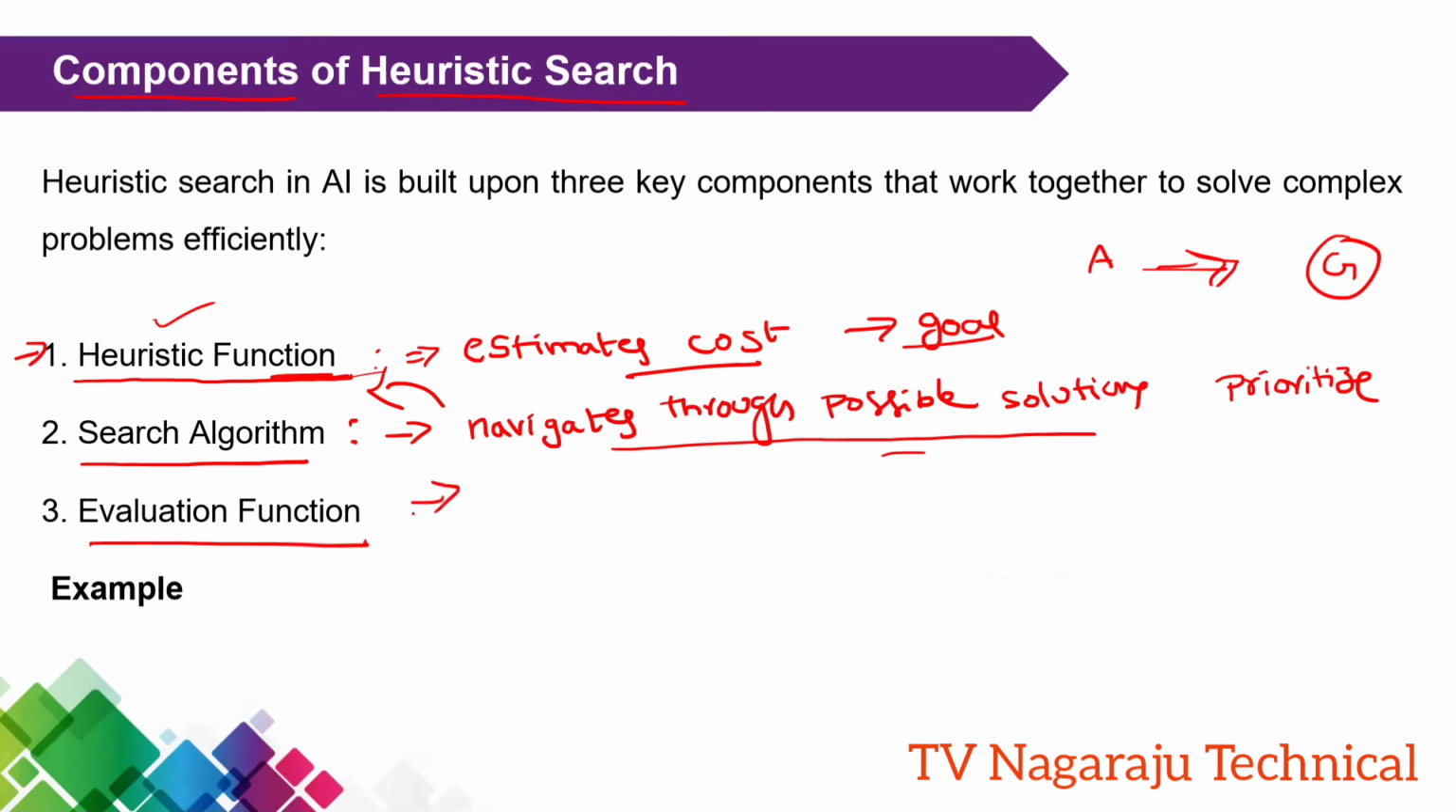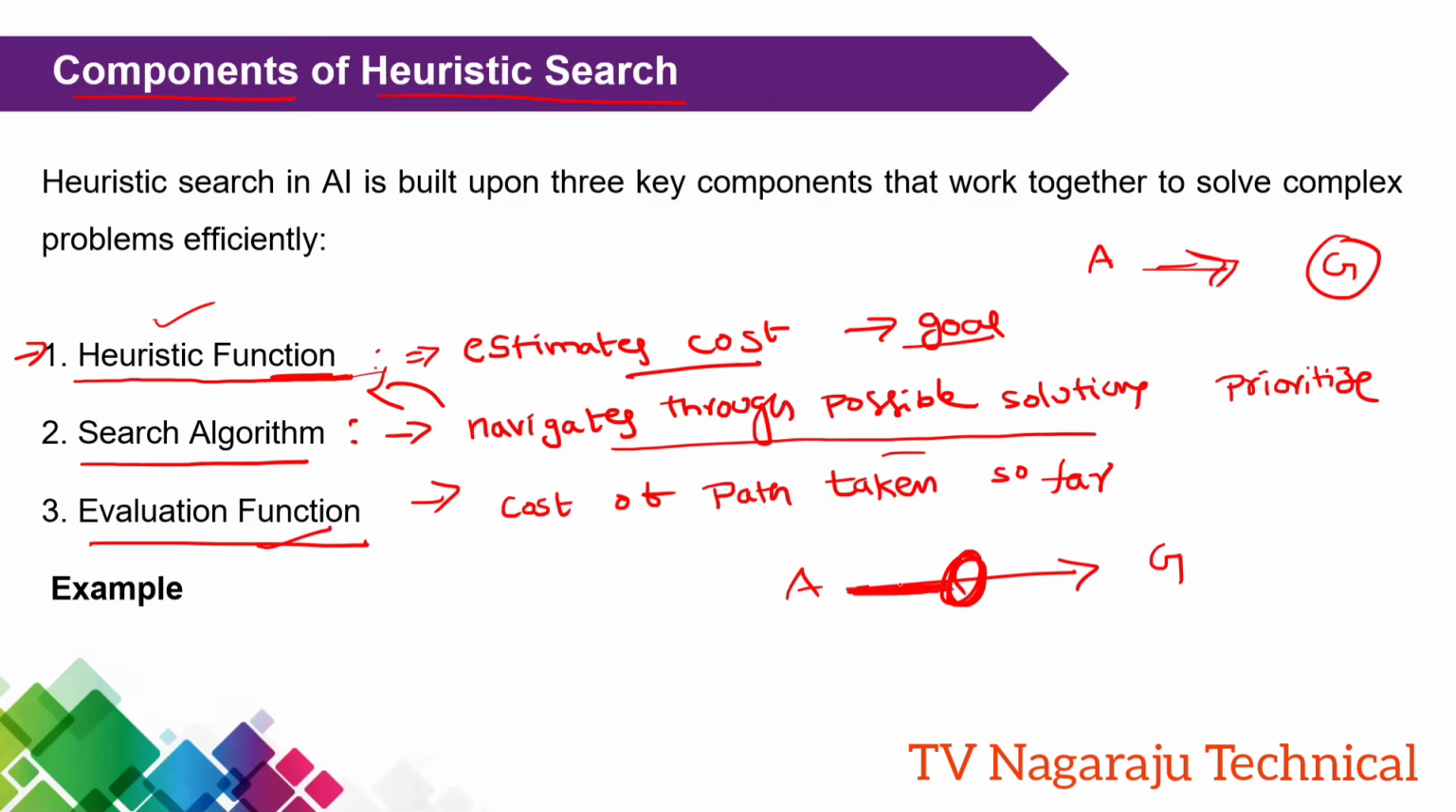Finally, the evaluation function. What is the evaluation function? It combines the cost of the path that has been taken up to now. Suppose while reaching from A to J, assume right now I am at this position. The purpose of the evaluation function is to combine the cost of the path taken up to now with the estimated cost to reach the goal. That means it finds the most efficient solution, and the search algorithm's main purpose is to minimize the number of explored options.